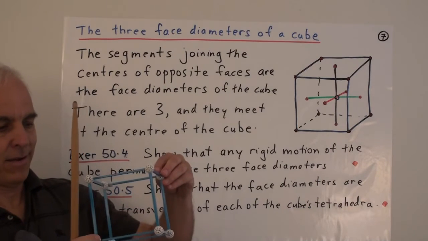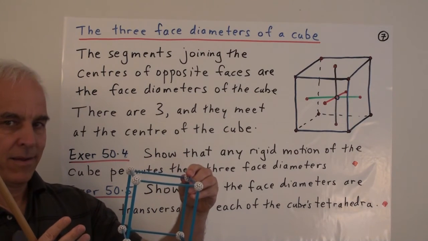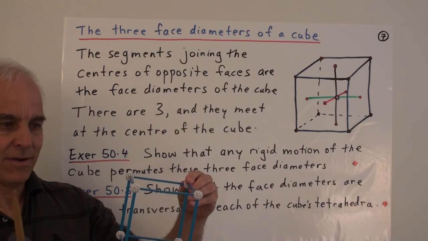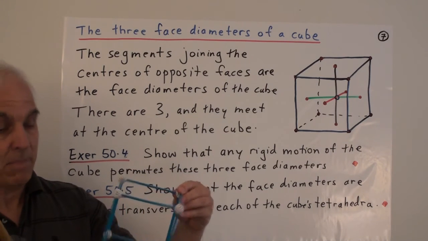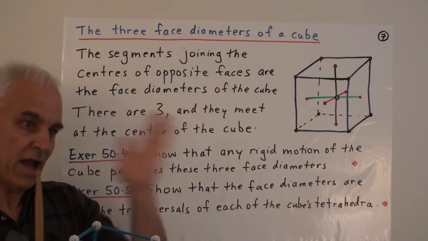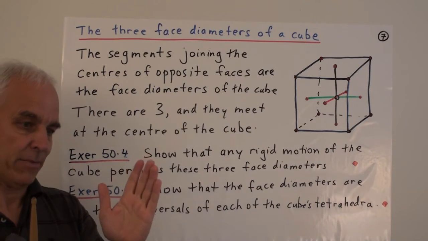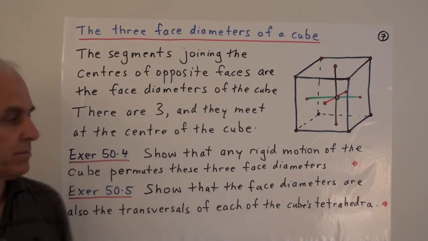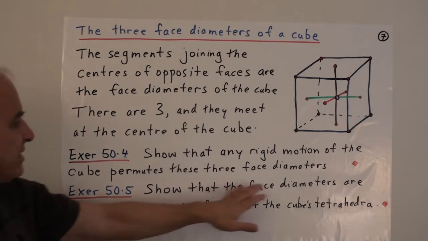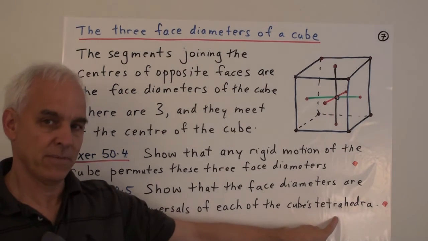If we take the cube, perform any rigid motion, then the three face diameters get moved around. Maybe they stay where they are, but always a face diameter goes to another face diameter. We never get a situation where a face diameter goes to something different. And show that the face diameters are also the transversals of each of the cube's tetrahedra.